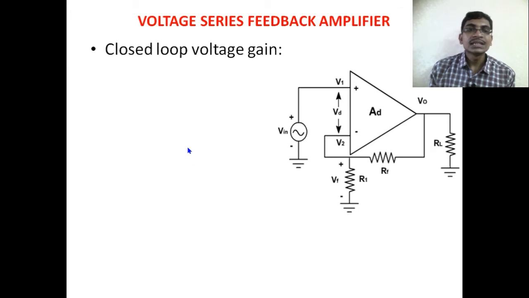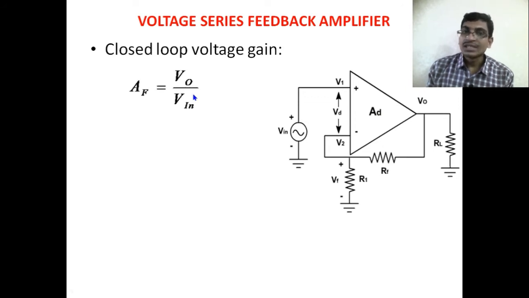And let us see the closed loop voltage gain. The closed loop voltage gain means V0 divided by Vin, right? So AF is the notation for closed loop voltage gain or closed loop gain. Here F represents feedback, A represents the gain, which is equal to output voltage V0 divided by the closed loop input voltage Vin.